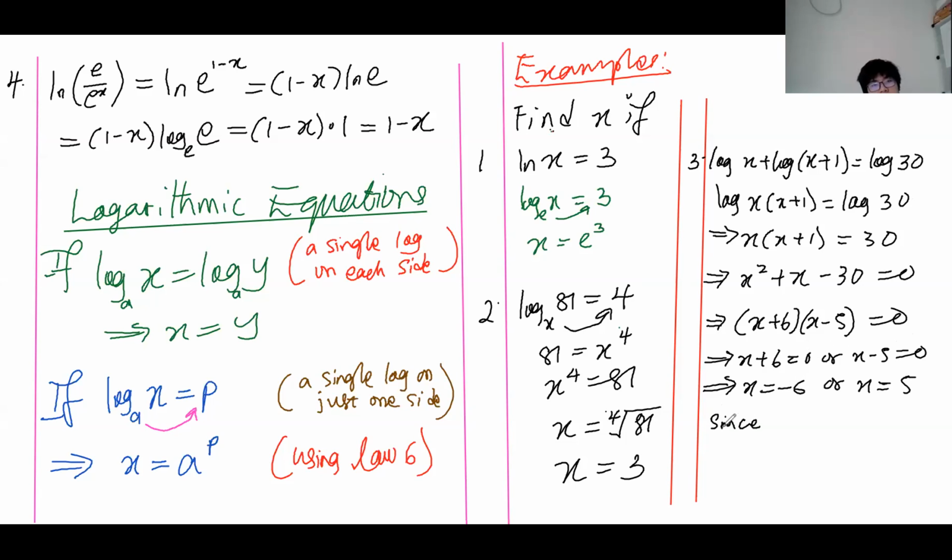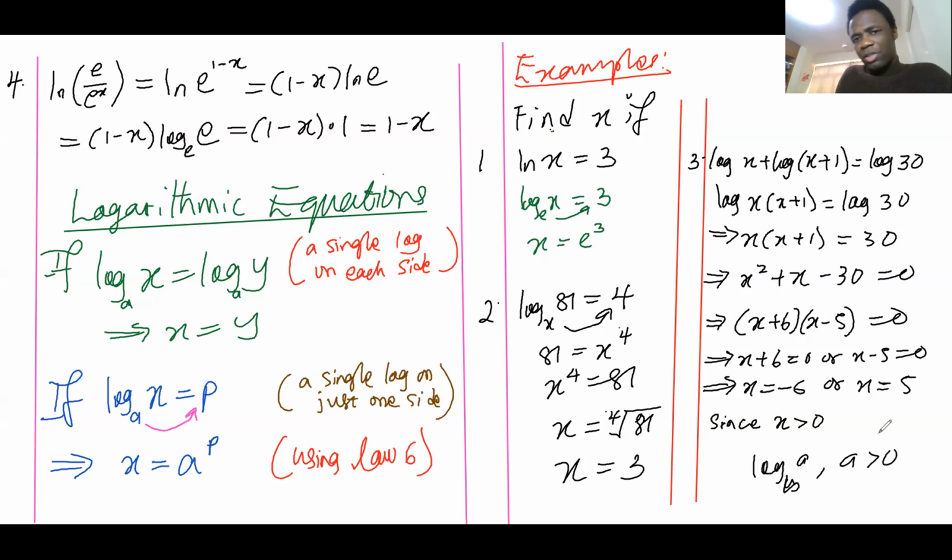Thank you. Okay, since x cannot be negative, from the first class we said the logarithm of a number a is defined only where a is greater than 0. The log of a negative number is not defined. Since x must be greater than 0, it means that x must be equal to 5. And that's the end of this. Any questions, please?